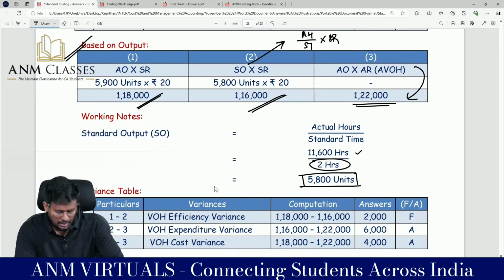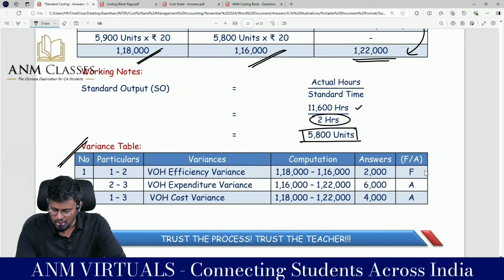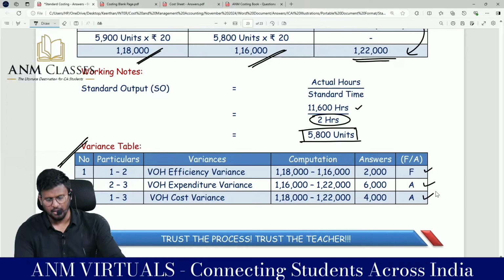Right? So 1 minus 2, variable overhead efficiency variance, that is 2,000. 2 minus 3, variable overhead expenditure variance, 6,000. 1 minus 3, variable overhead cost variance, 4,000.